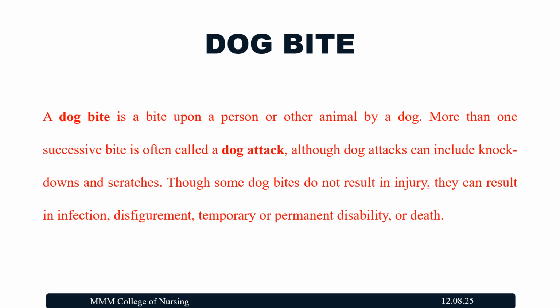Dog bite is a bite upon a person or other animal by a dog. More than one successive bite, we often call a dog attack. Although a dog attack can include knockdowns and scratches, some dog bites do not result in injury. They can result in infection, disfigurement, temporary or permanent disability, or even death also. So, what is dog bite? A bite upon a person or other animal by a dog. More than one successive bite, we term as dog attack.